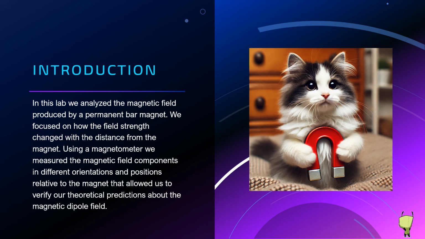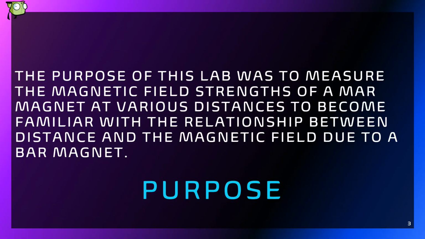My introduction. In this lab, we analyze the magnetic field produced by a permanent bar magnet. We focus on how the field strength changed with the distance from the magnet. Using a magnetometer, we measure the magnetic field components in different orientations and positions relative to the magnet, which allowed us to verify our theoretical predictions about the magnetic dipole field.